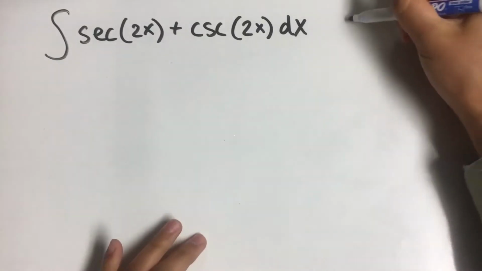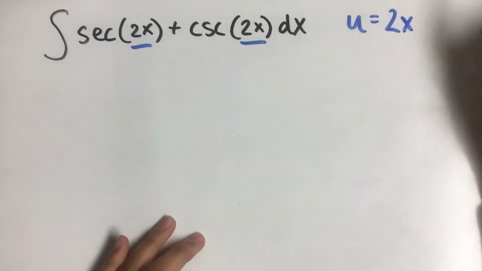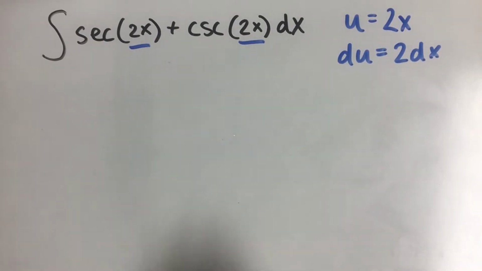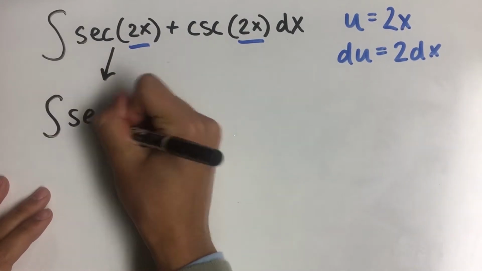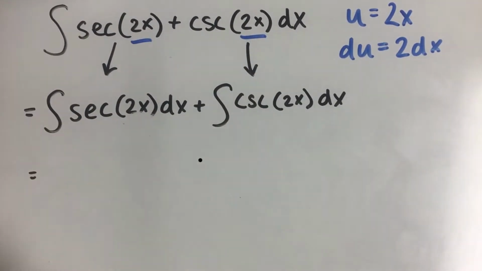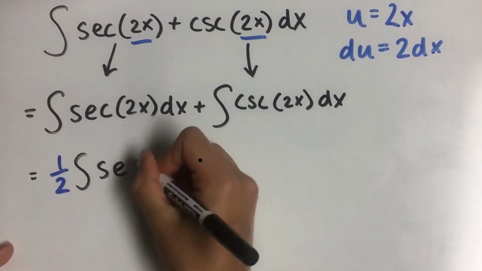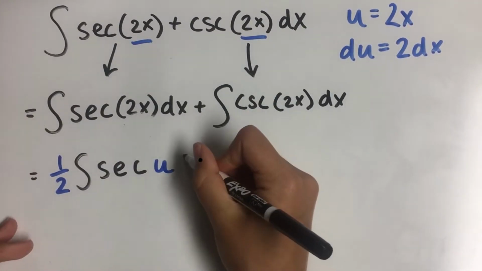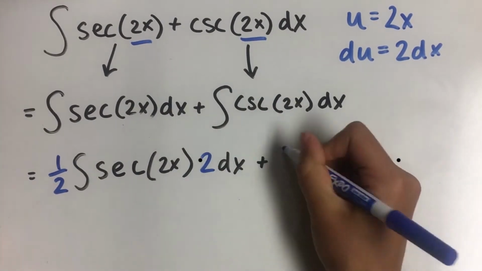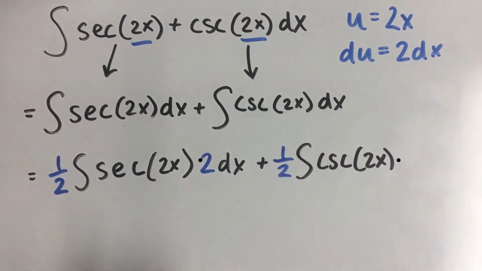Use u substitution by setting u equal to 2x. Solve for du, which is 2dx. We can separate the trig functions because they're being added together, and this will make it easier to integrate later on. Now plug in u and du into the function. For du, we need 2 times dx. We can add a 2 if we multiply the integral by 1/2, which allows the function to stay the same.